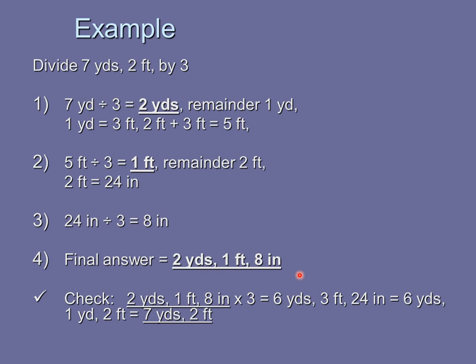Because this was the remainder, 2 feet was the remainder, and you could not divide 2 feet by 3, right? That will give you a fraction. So that's why you converted 2 feet into inch, which is the next lower unit.